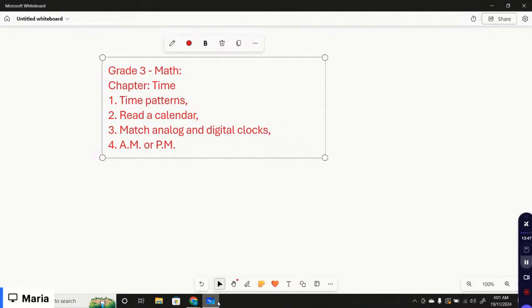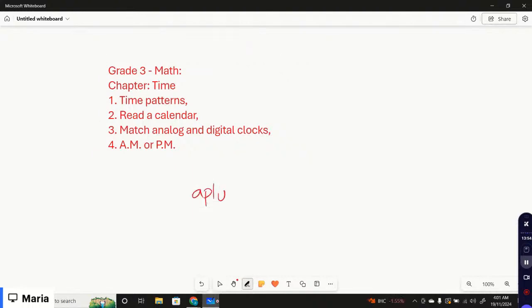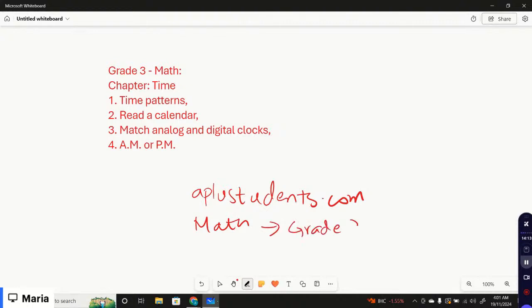We are here for grade 3 math. You can find all the lessons on aplusstudents.com. You have to log in there using your email address and password as provided by the administrator. Then you have to select math from the subject tab. Scroll down to grade 3 math and then click on view all lessons.